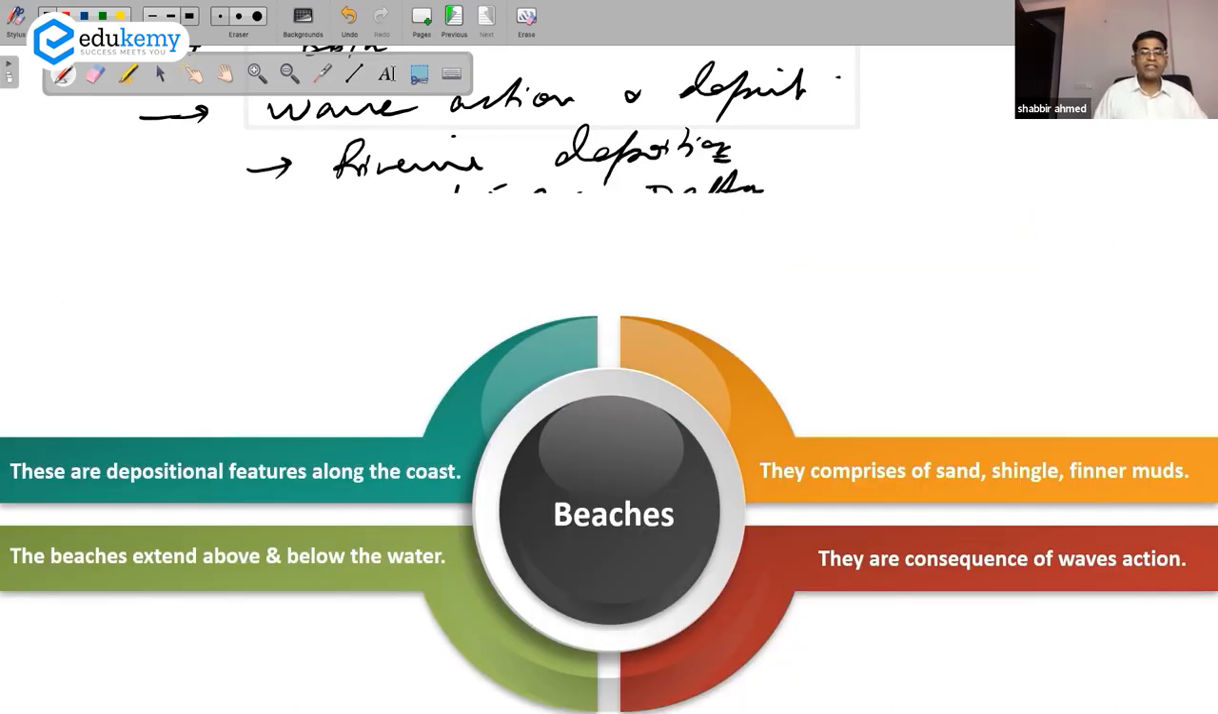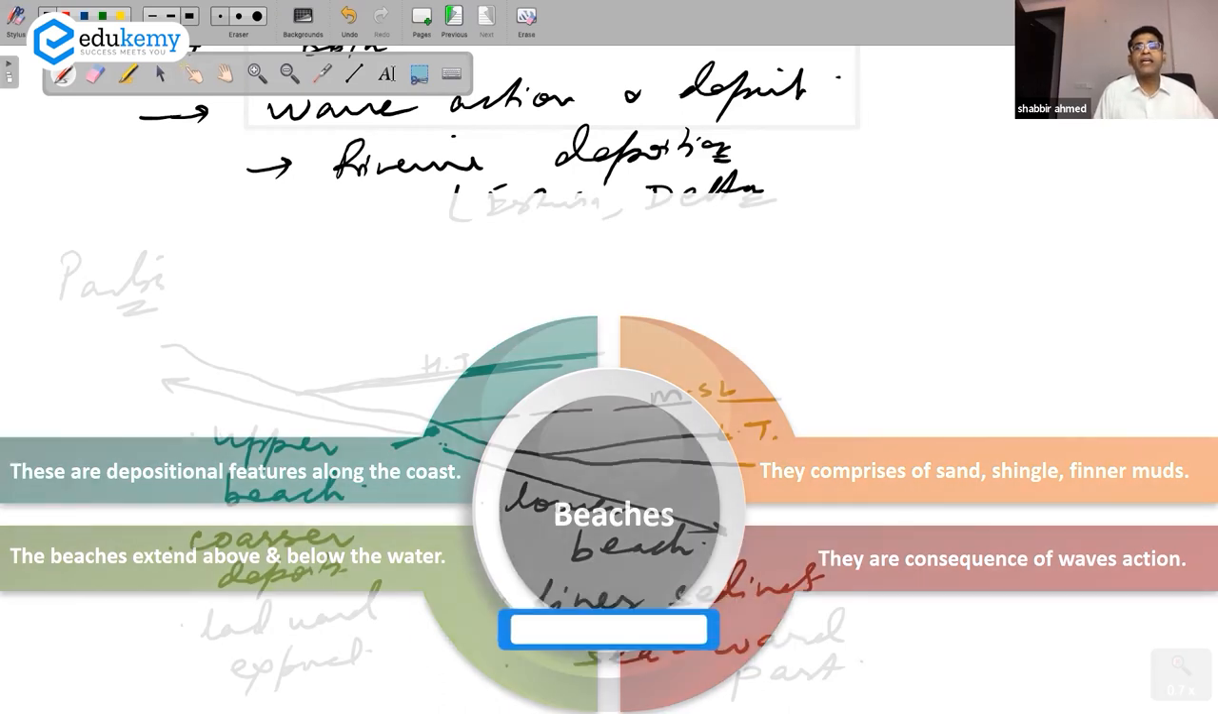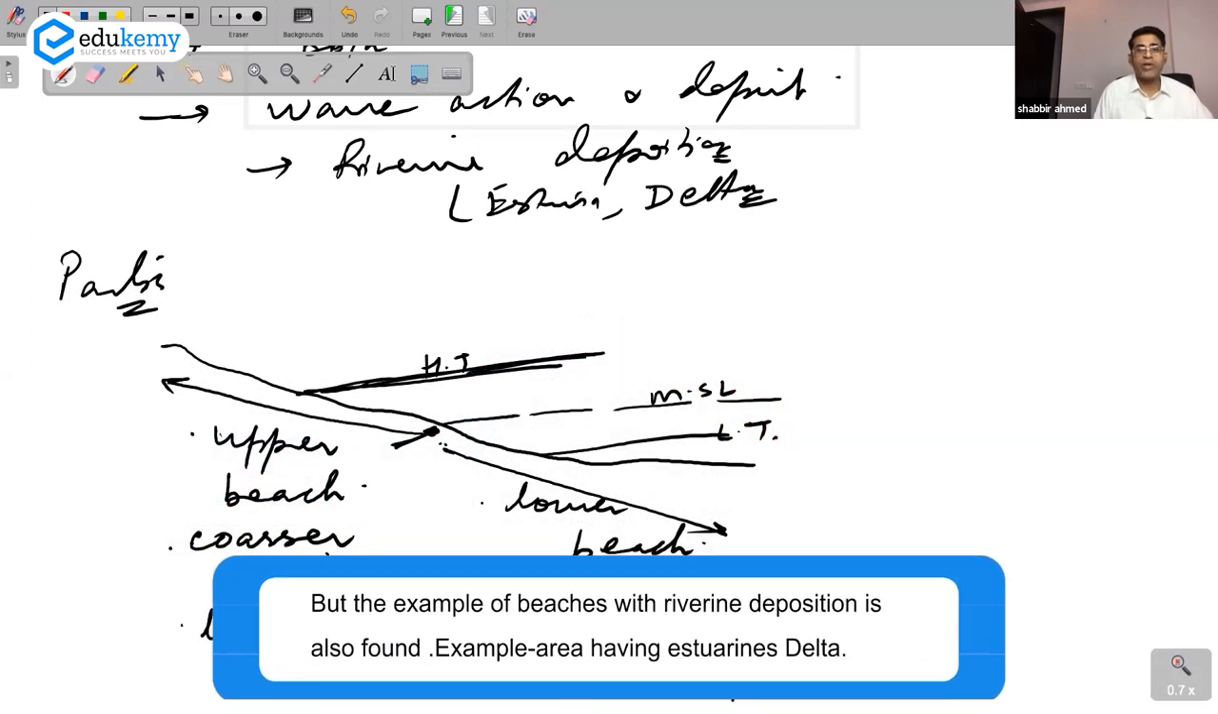So beaches are depositional features along the coast. They comprise of sand, shingle, pebbles, stones. They are formed because of wave action and the depositions by the waves. They are also contributed to by riverine deposits. They also have river deposits along the deltas, along the estuaries.